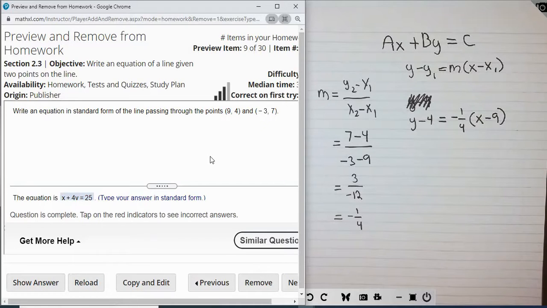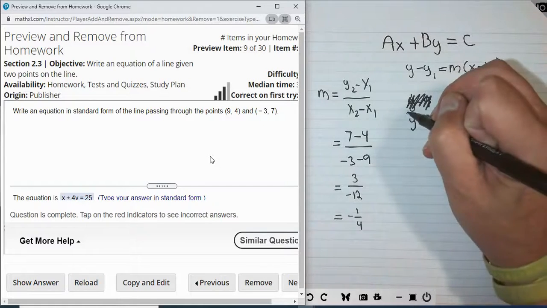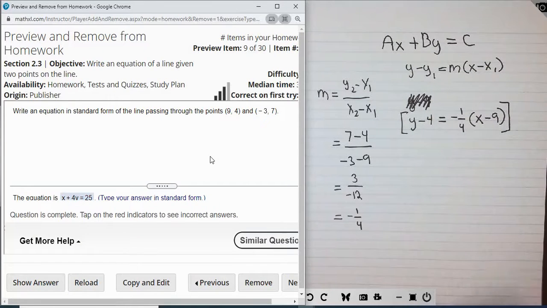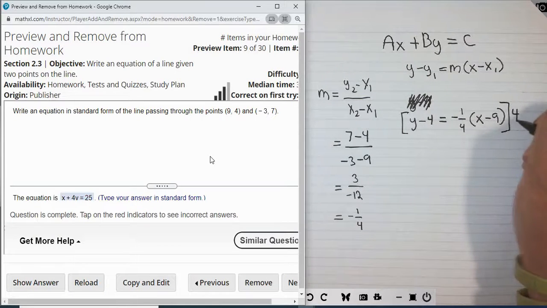All right, and then there was another thing that I talked about here. You could go ahead and distribute that negative 1/4 across that binomial there, but I showed you an easier way, because what we're going for is standard form, remember? And I showed you a trick that'll help you get it into standard form pretty easily. And remember, that trick was to multiply both sides of the equation by the denominator of your slope, which is 4.